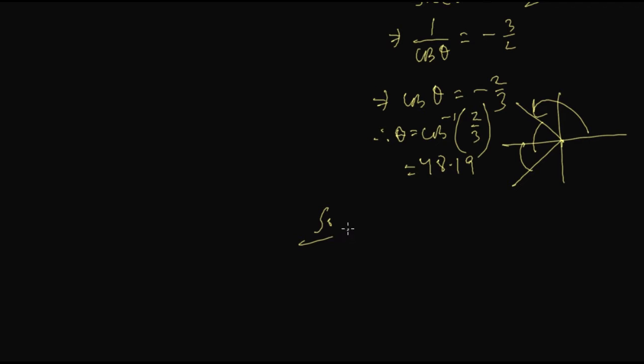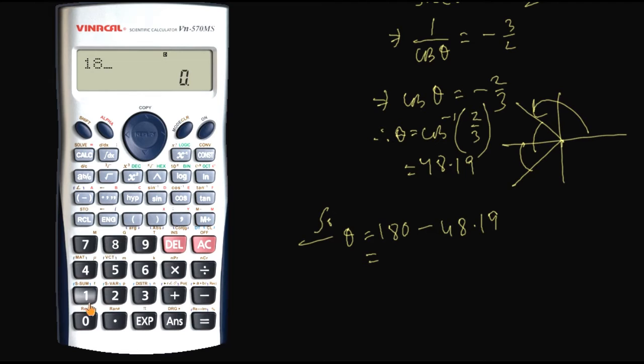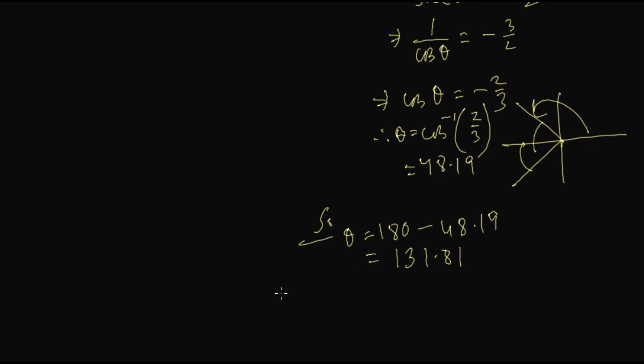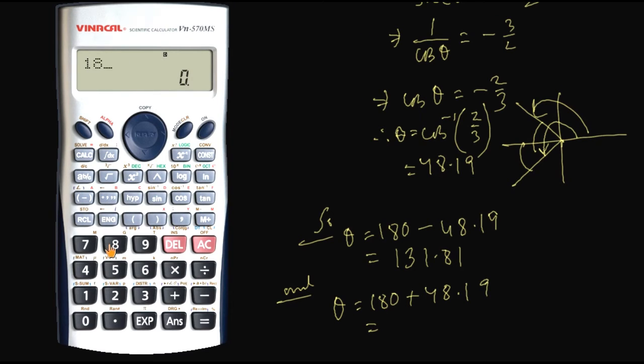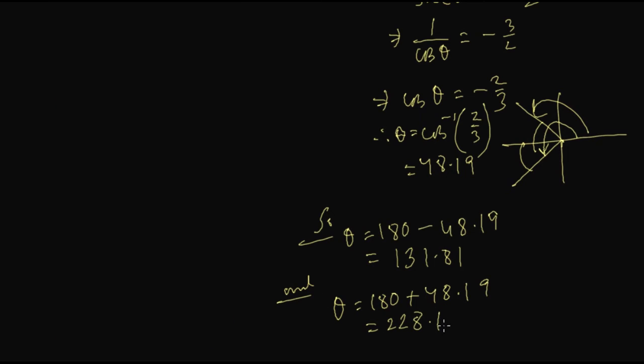So for the second quadrant, theta equals 180 degrees minus 48.19. So we are going to get 180 degrees minus 48.19, that is 131.81. And for the third quadrant, theta equals 180 plus 48.19, which is going to be 228.19. So these are the two values that we get.